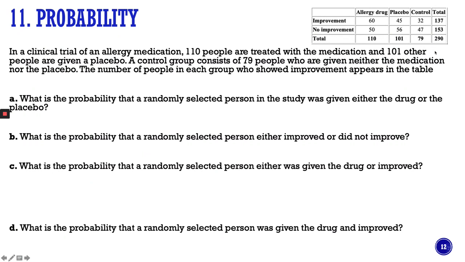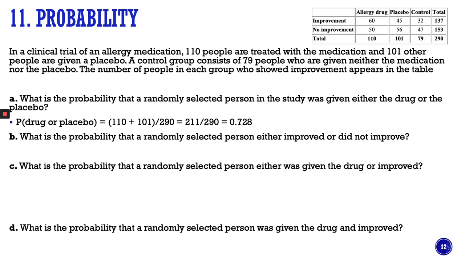What is the probability that a randomly selected person in the study was given either the drug or the placebo? Well, the probability of drug or placebo equals 110, because that's our total in the drug, and the placebo of 101 out of the total of 290, which equals 211 out of 290, which is 0.728.